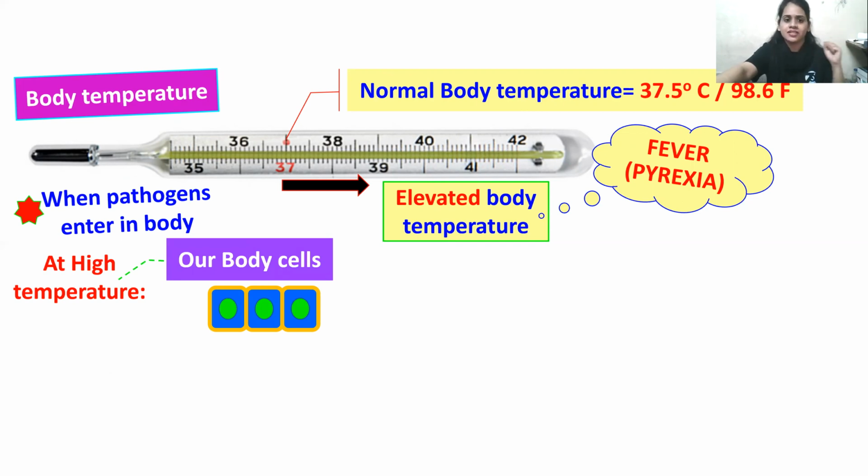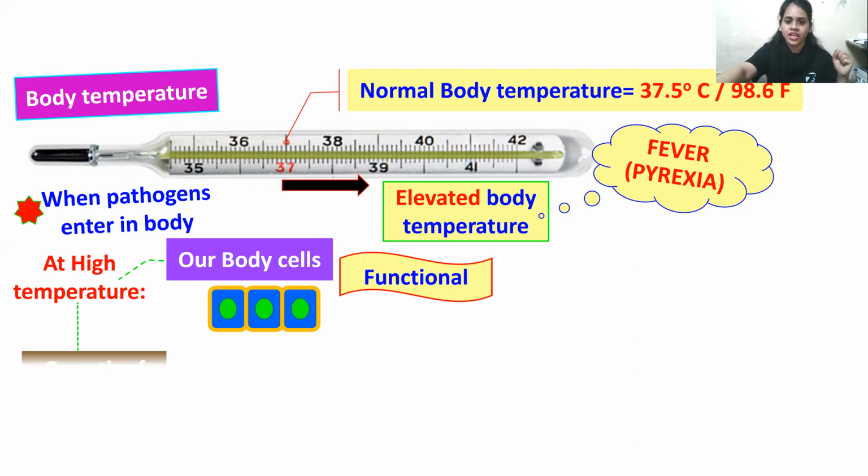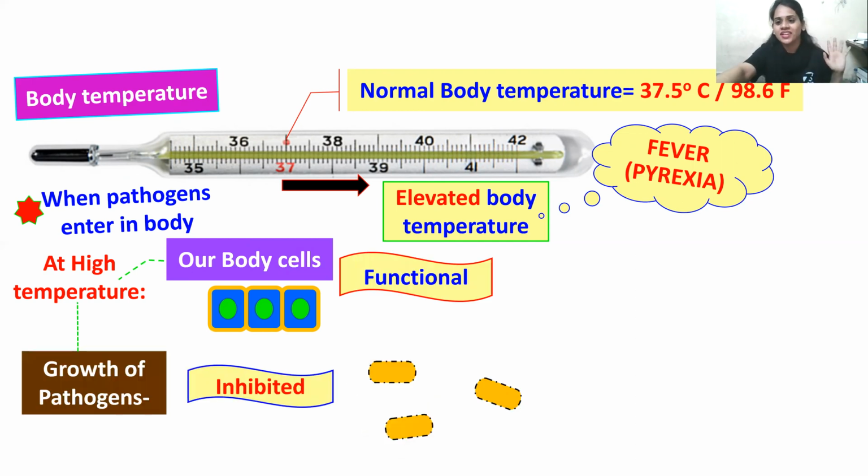They are still functioning, but the growth of the pathogen gets inhibited. The growth of the pathogen at this temperature is inhibited. So can I say that fever is sometimes good? Why? Because at that high temperature, our body cells are functional, but the multiplication of these microorganisms gets inhibited. Okay, so the first physiological barrier is fever.